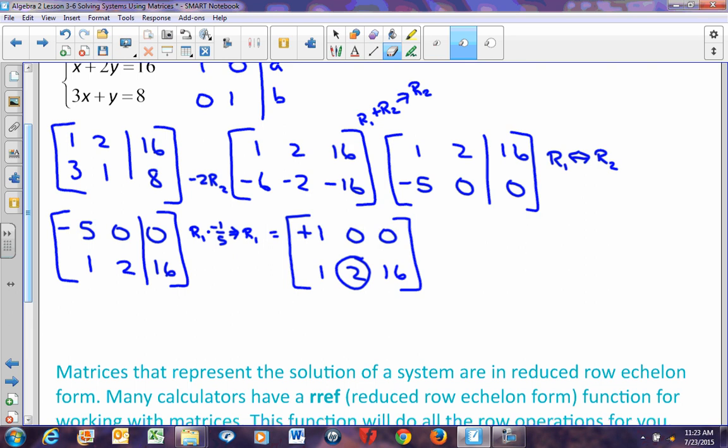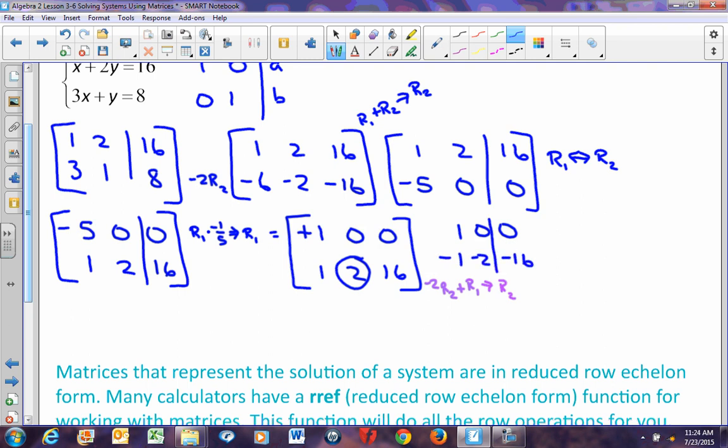If I multiplied row 2 by a negative 1 and then added it, I get a new row 2. So let's do negative 2 times row 2, add that to row 1 to give me a new row 2. So now I still have 1, 0, 0. Here I'm going to have a negative 1, negative 2, negative 16. So there's my new matrix.